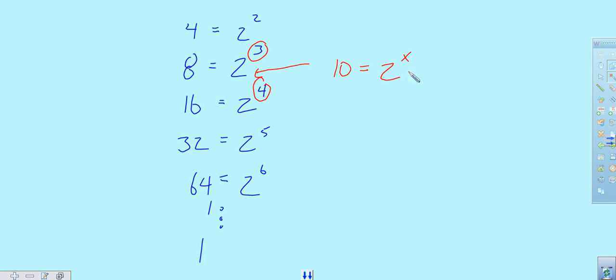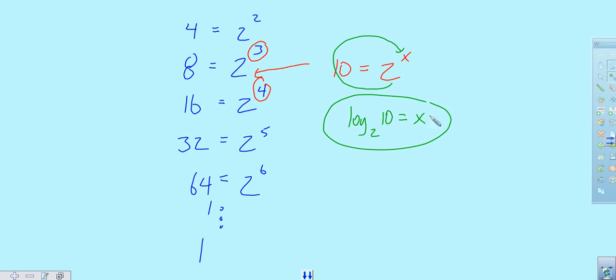They allow us to take something that's in exponential form and convert it to log form. I'm going to go ahead and do the process, even though I haven't explained it. Convert it to log form. This becomes log base 2 of 10 is equal to x. And then at that point, we have the ability to solve that logarithm.